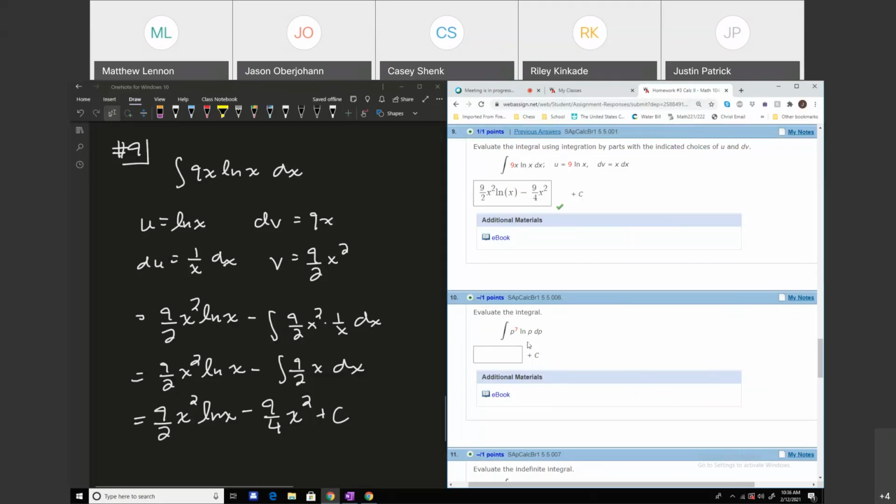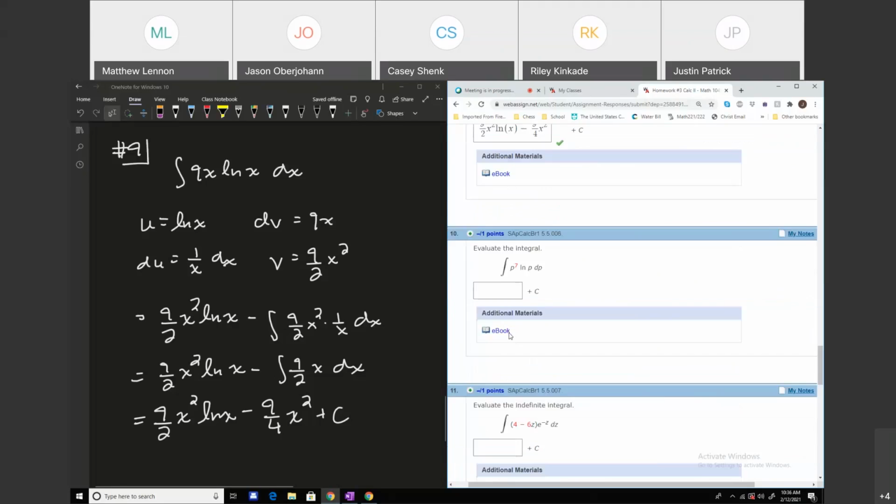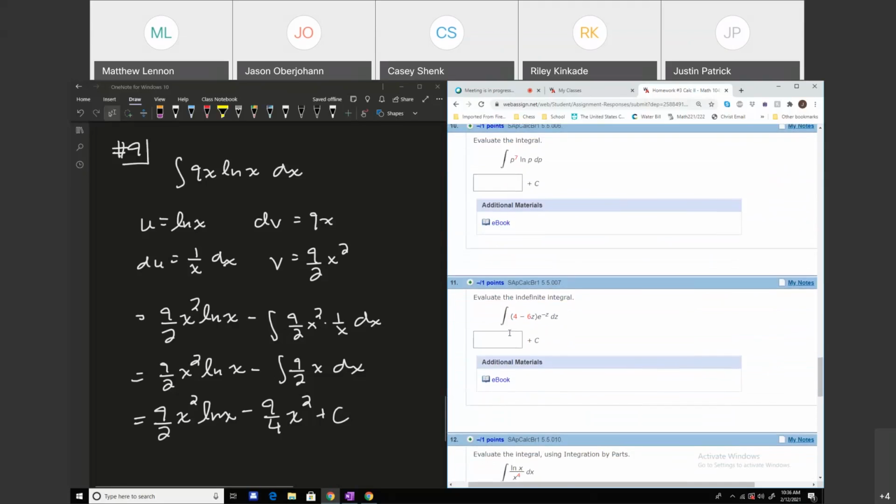So we'll skip number 10 here. It's going to be a similar thing. You're going to let u be the natural log of p and dv be p to the 7th, and it'll follow a similar process as number 9. Let's try number 11.